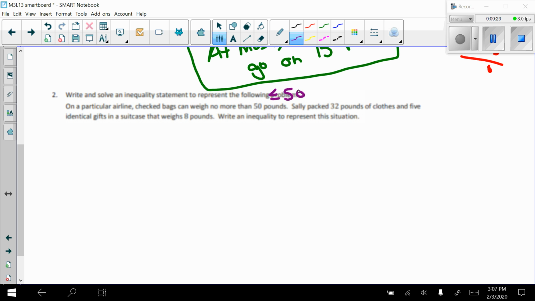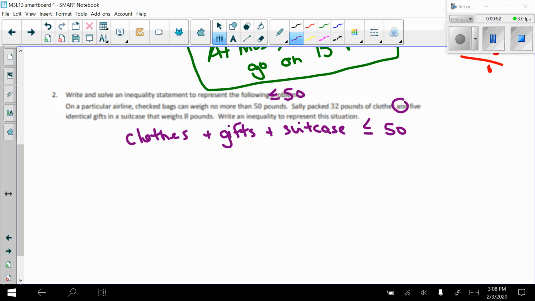Sally packed 32 pounds of clothes and 5 identical gifts in a suitcase that weighs 8 pounds. So she has her clothes and her gifts, and all that is in the suitcase, and the suitcase actually has some weight, and all that has to be less than or equal to 50. So let's see what we can do with that.